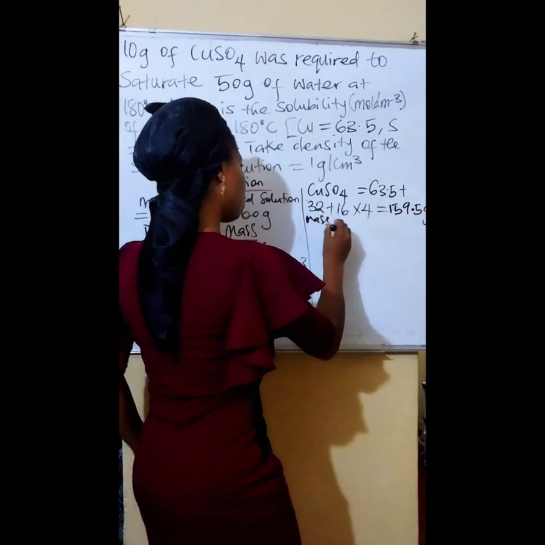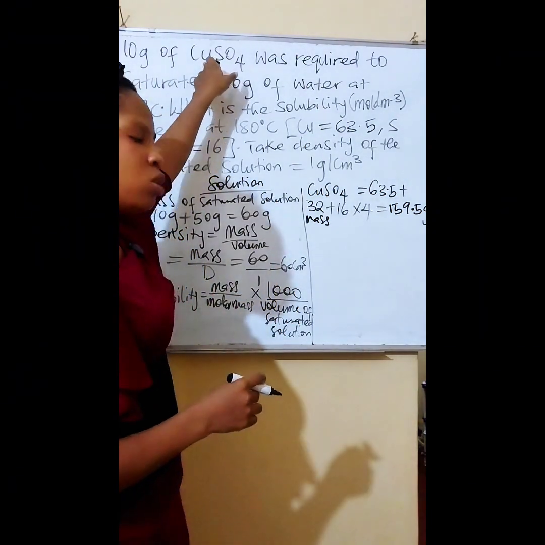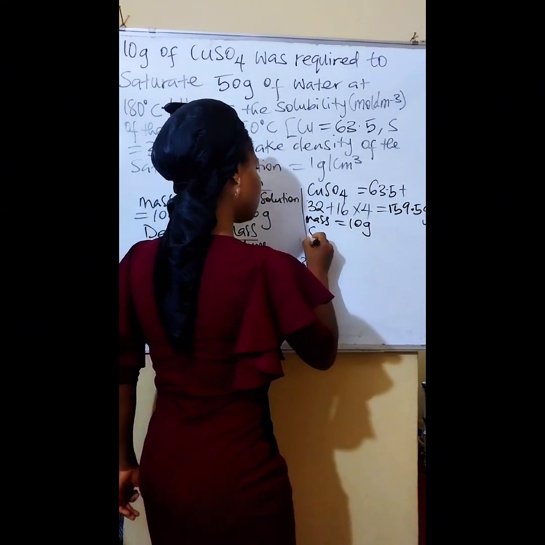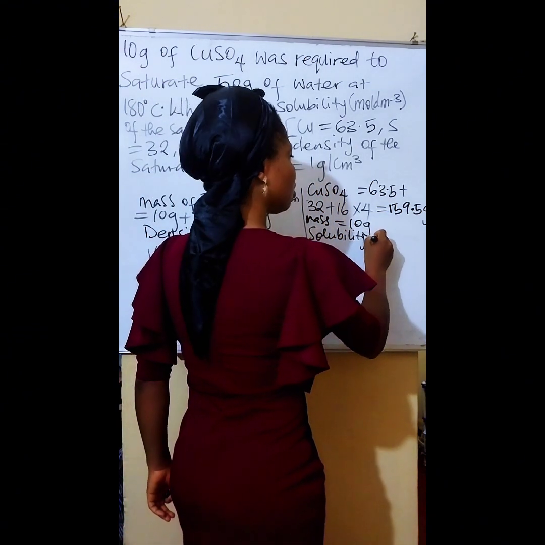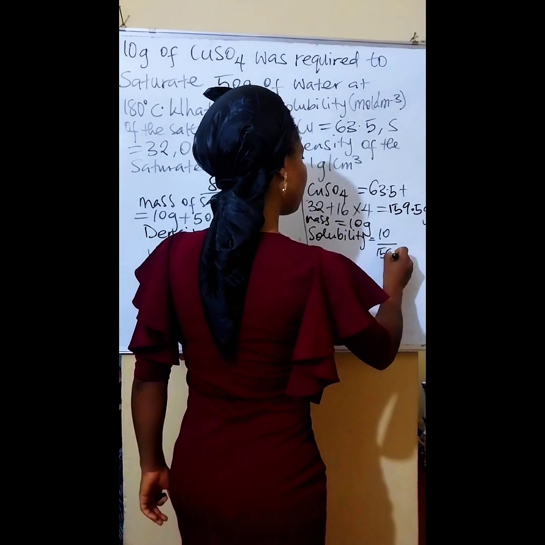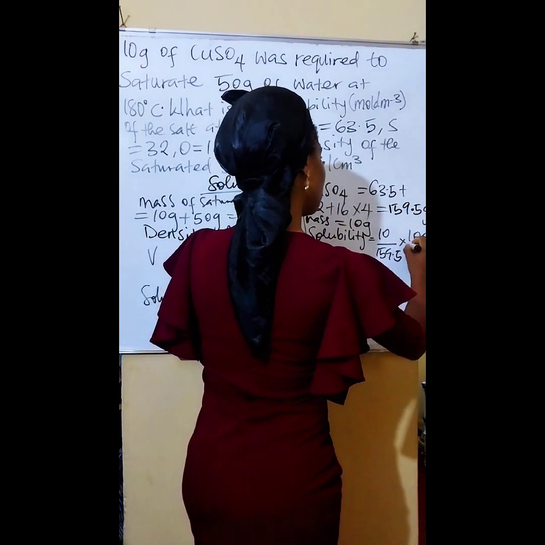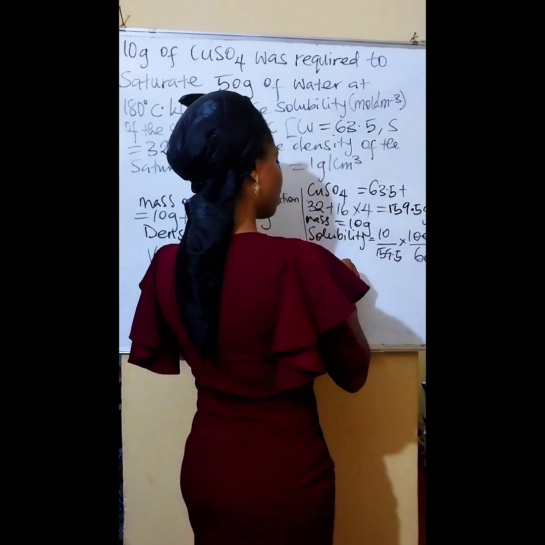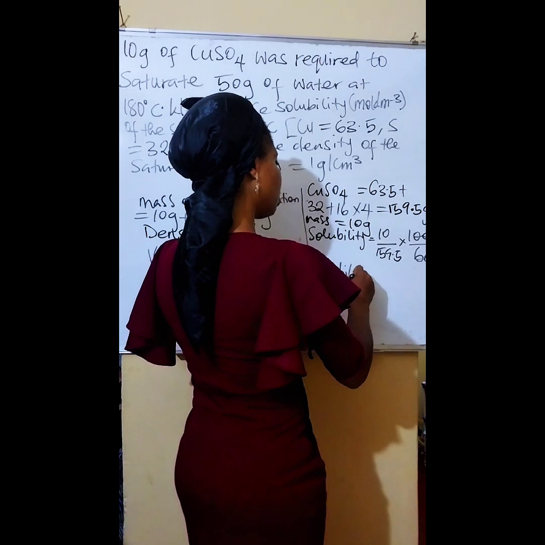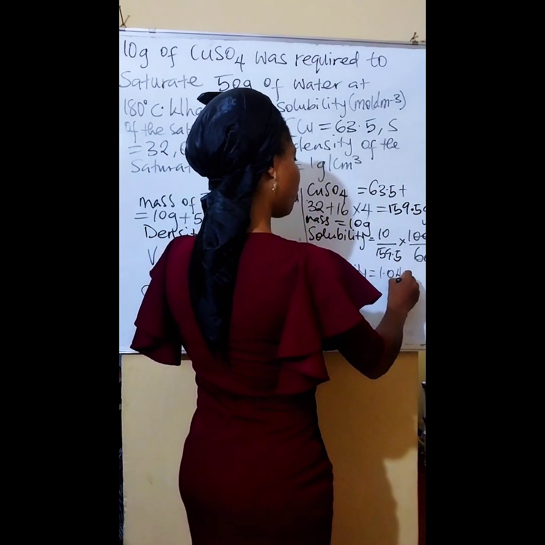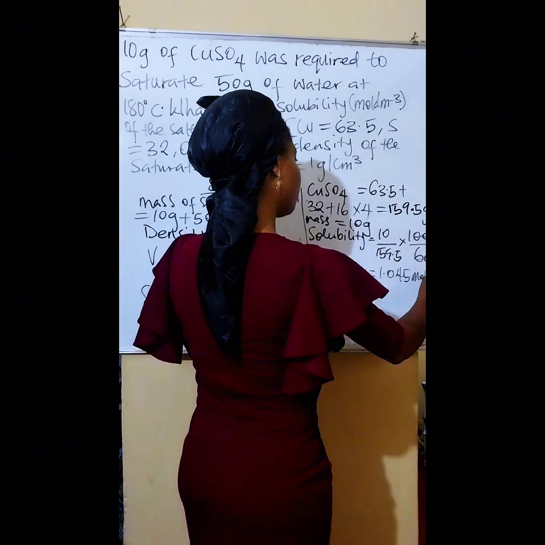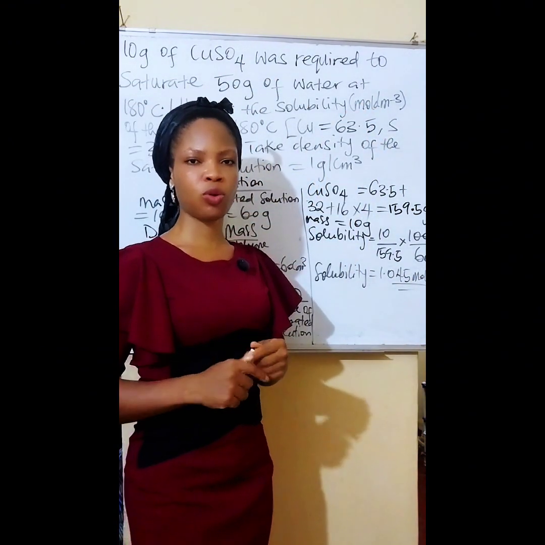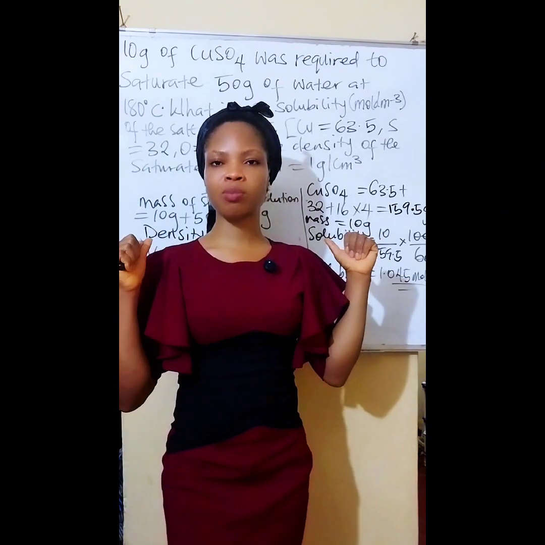Then the mass of the salt. Remember that the mass we have here is the mass of the salt, which is CuSO4. So the mass of CuSO4 given is 10 grams. If we substitute in, we have solubility is equal to 10 over 159.5 times 1000 over 60. And by the time we divide and multiply out, we get our solubility to be equal to 1.045 mole per dm cube. Remember, we're asked to find the solubility in what? Mole per dm cube.